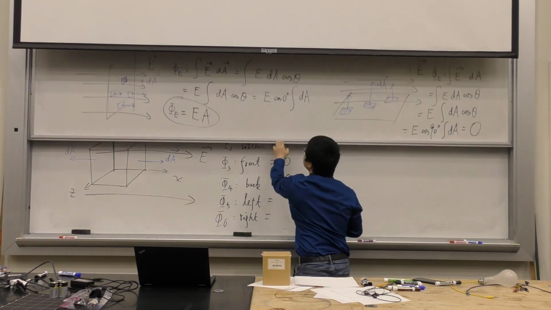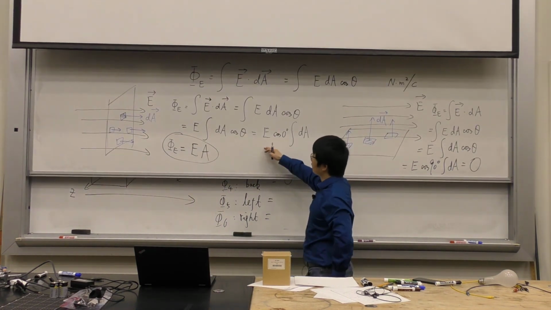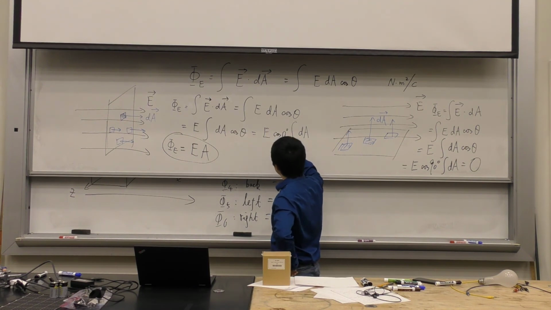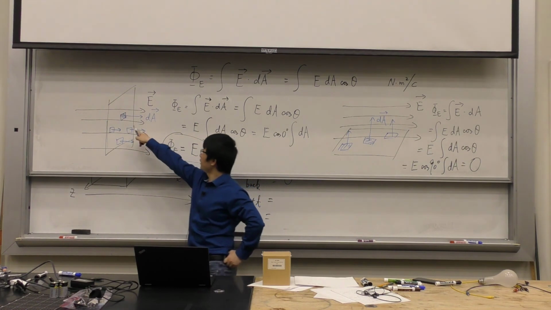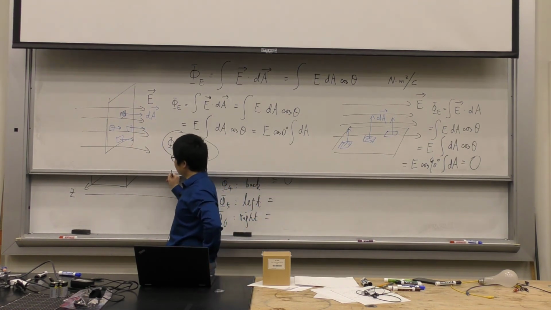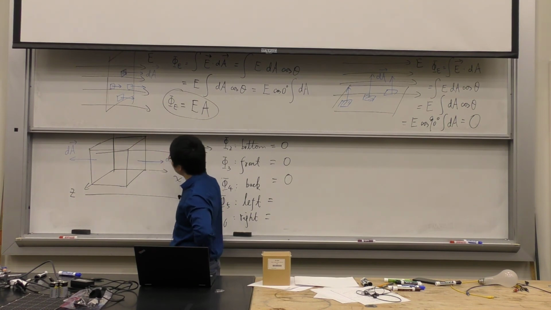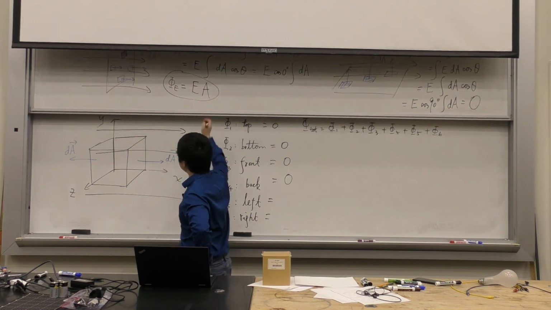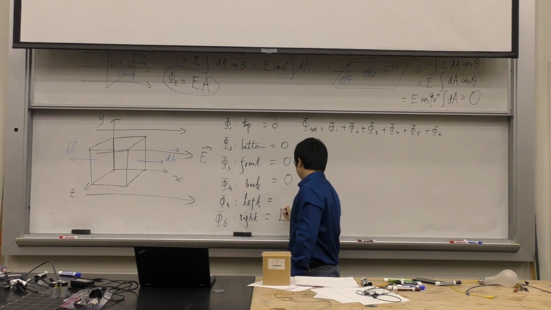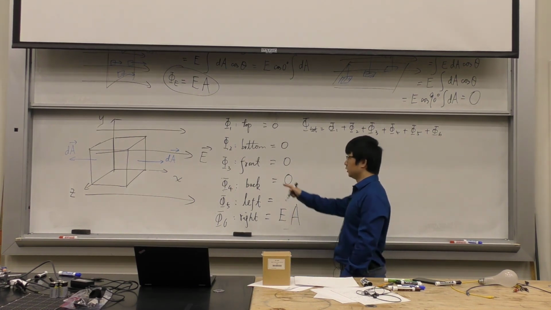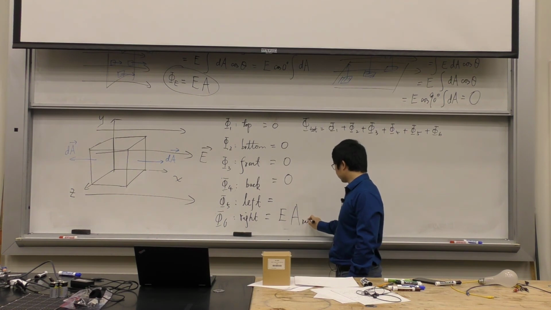Perpendicular. So perpendicular, you can take out everything. You're going to get E times cosine of an angle times dA. But in this case, this is exactly the right surface, dA in that direction, E in that direction. So you will get E times A, and of course the A is going to be the area of the right surface.